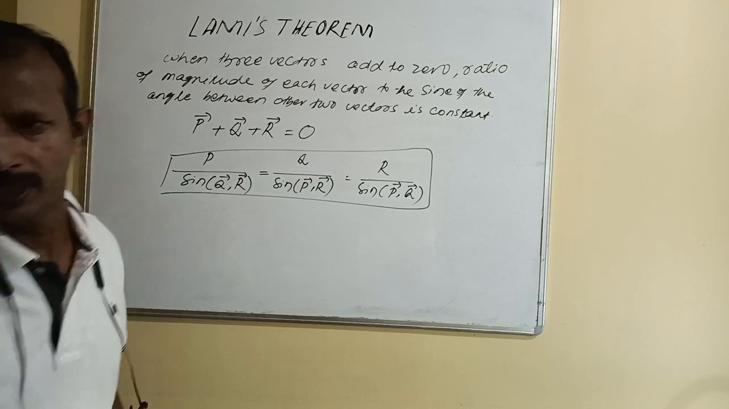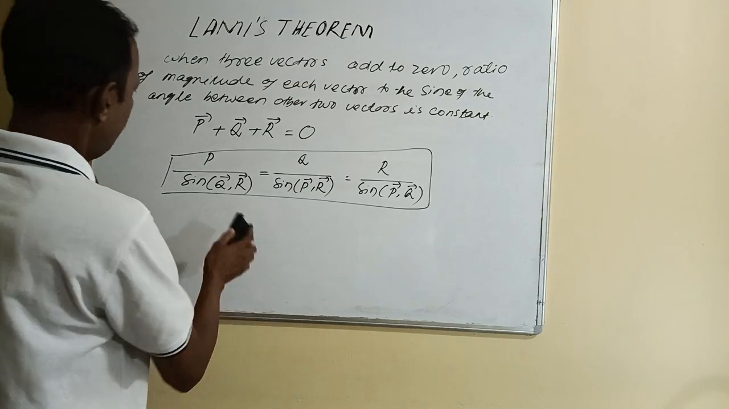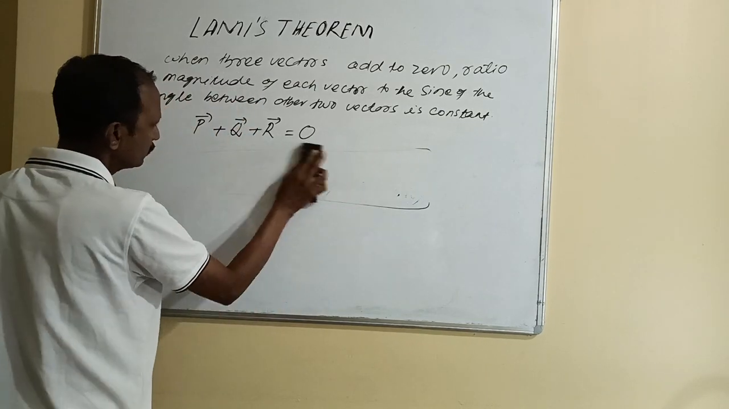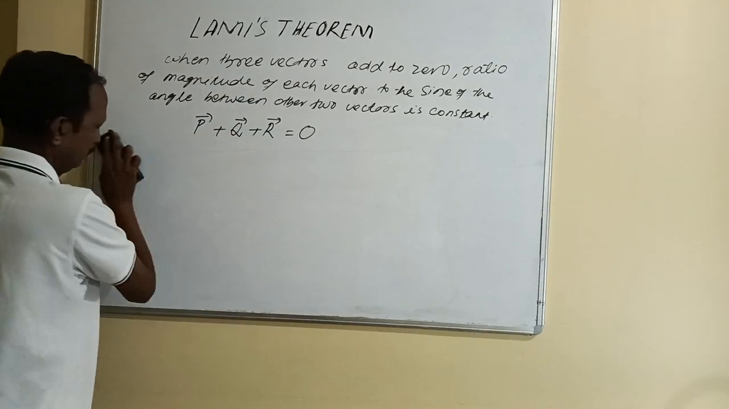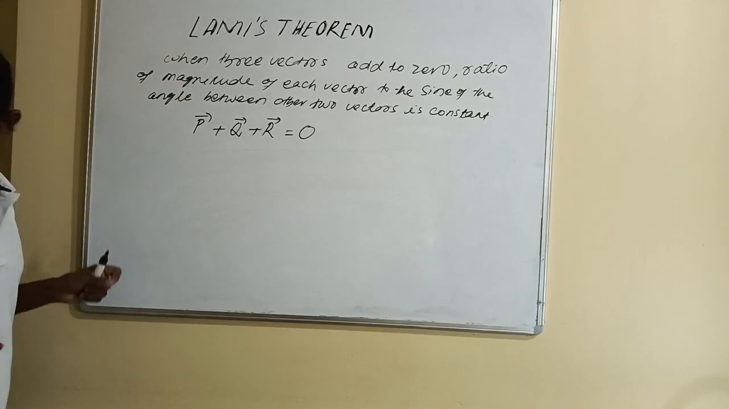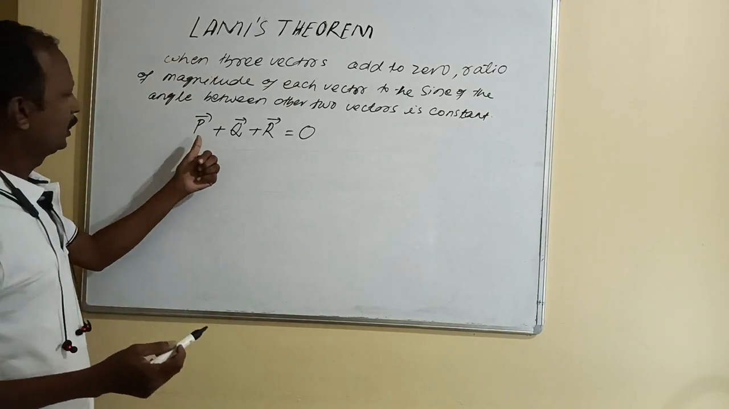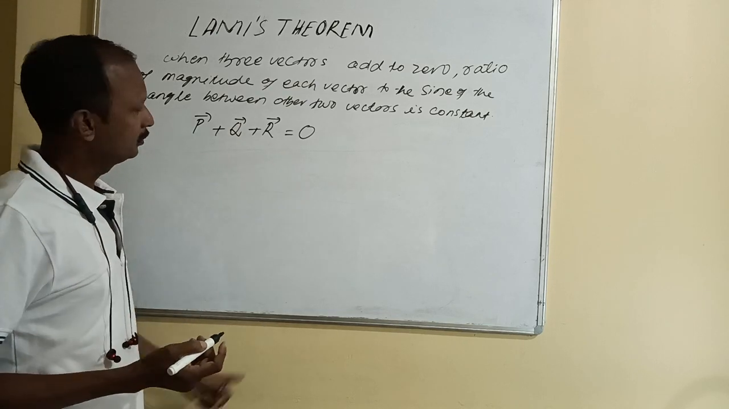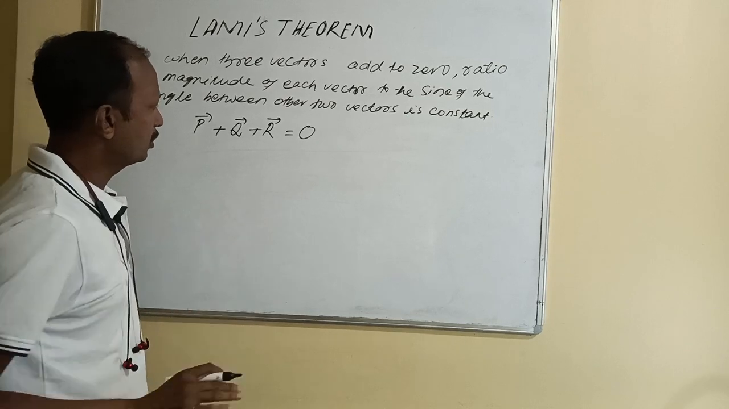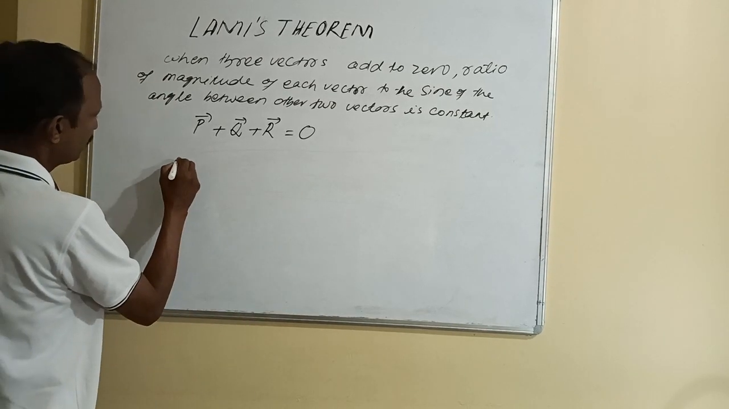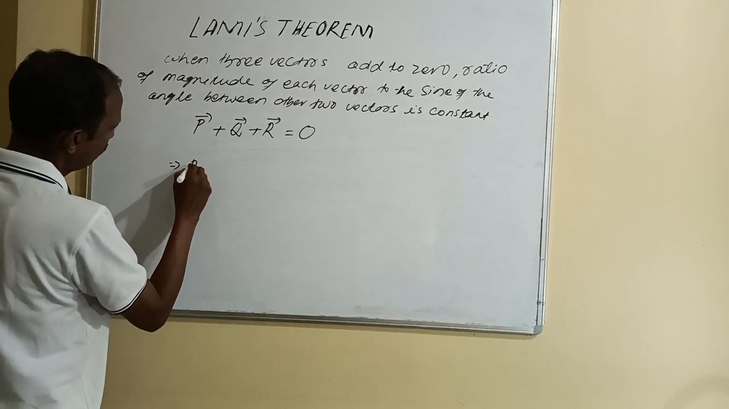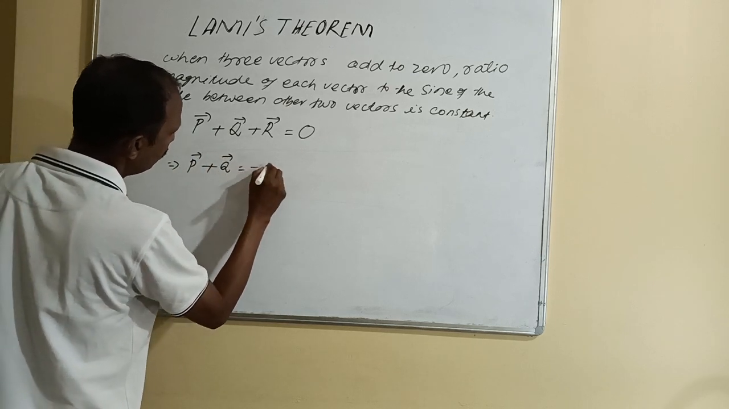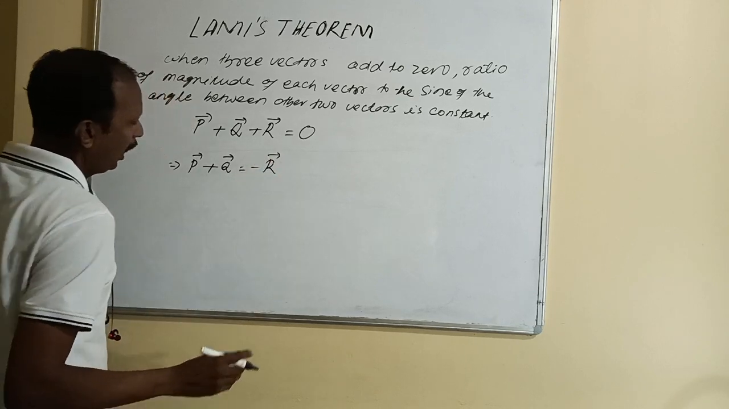Okay children, let us see here. So I am wrapping it. This is the statement. So now it is given P plus Q plus R, all these three vectors, we get 0. This condition is given. So I can write that implies vector P plus vector Q is equal to minus vector R.